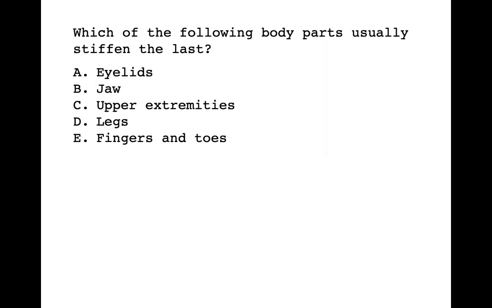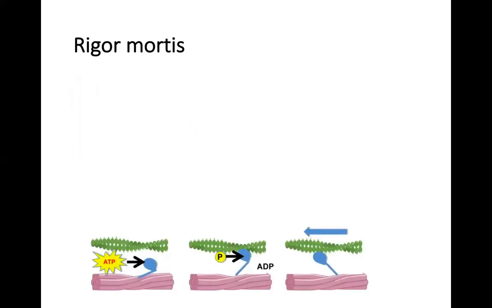Okay, which of the following body parts usually stiffen the last? So, ano yung body parts dito? Ang nagtitigas sa pinaka-last. Alright? So, what do you think? The correct answer here is fingers and toes. Okay? So, regarding sa stiffening of the body, that is rigor mortis. So, anong rigor mortis? This is postmortem stiffening of the body muscles.